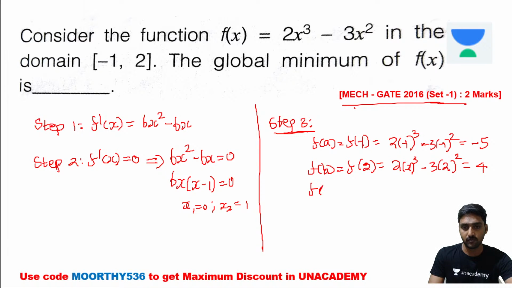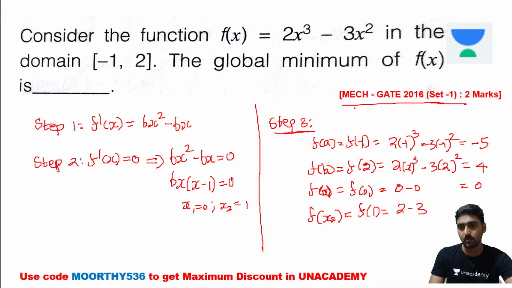Next one, f of 0. We need to substitute 0. F of x1, that is f of 0, is equal to 0 minus 0, equal to 0. Next one, f of x2, the value f of x2 we need to substitute. F of x2, that is f of 1, is equal to 2 minus 3, equal to minus 1.